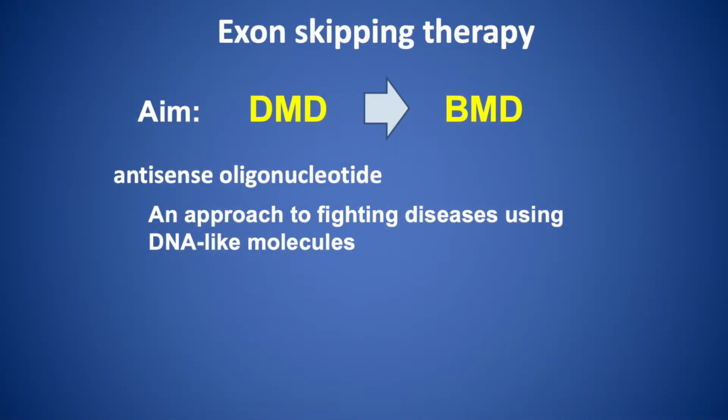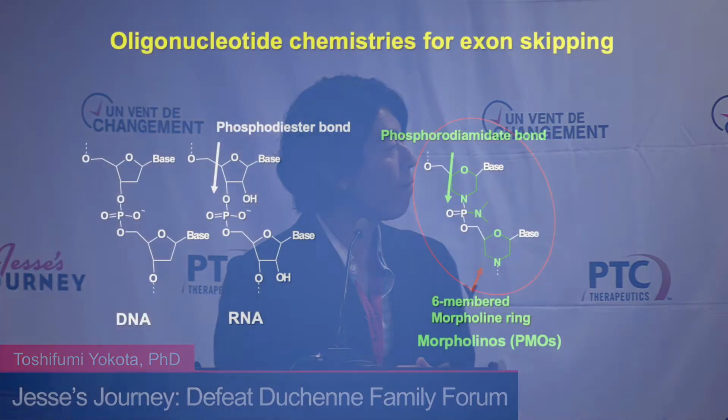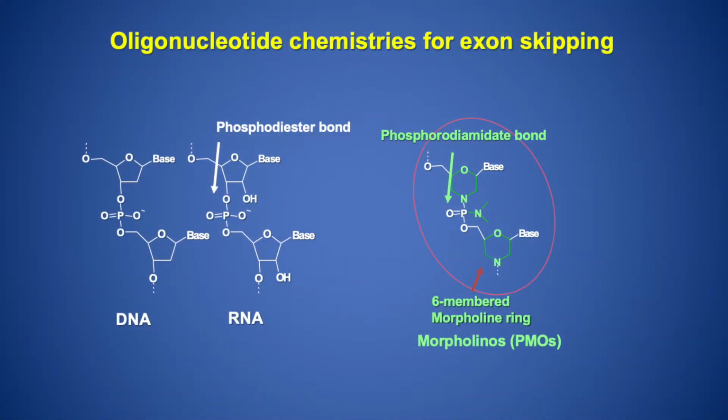Okay, so the goal of exon skipping therapy is to switch from DMD to BMD using DNA-like molecules called antisense oligonucleotides. There are many different types of antisense chemistries, and one of our favorite oligos, which Sarepta is also using, is called phosphorodiamidate morpholino oligomers, PMOs. It's also called morpholinos. It has quite a different structure. DNA and RNA have a sugar, a 5-membered ring here, but morpholinos don't have a 5-membered ring. So the structure is quite different.